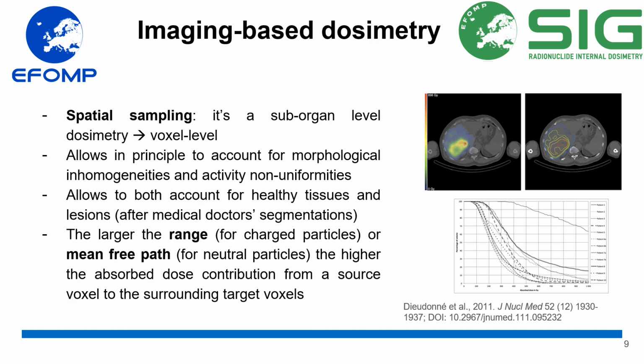Being a voxel-level dosimetry, imaging-based dosimetry is at suborgan level, and it allows in principle to account for morphological inhomogeneities and activity non-uniformities. Being based on patient data, it can account both for healthy tissues and lesions. In this scenario, the larger the range or mean free path of the emitted radiation, the higher will be the absorbed dose contribution from a source voxel to surrounding target voxels.